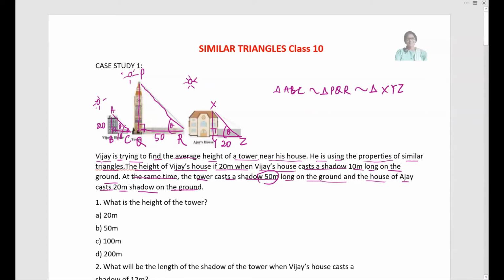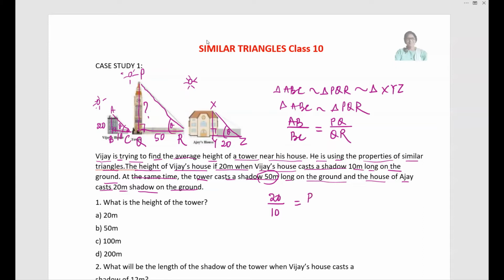Here, the first question is, what is the height of the tower? Tower means the question is about PQ. So I'll take triangle ABC, where AB and BC are given. I'll write triangle ABC is similar to triangle PQR. The ratio of AB to BC is equal to PQ to QR. AB is equal to 20, BC is equal to 10, and PQ is not given. We have to find it out. The height of the tower is asked.